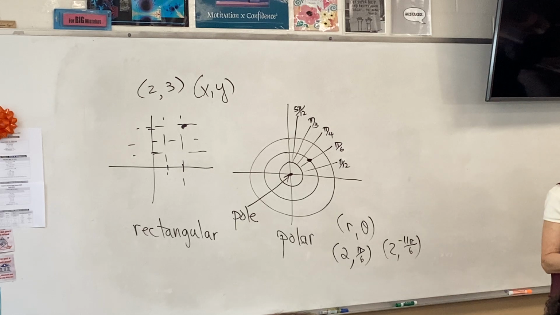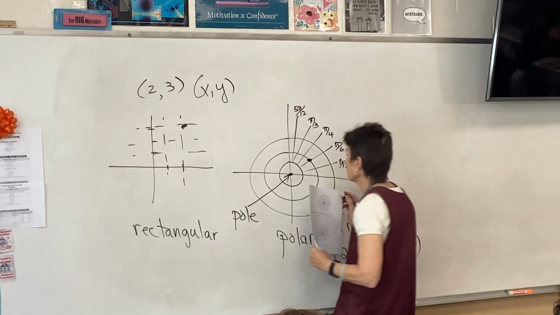3, 4 pi over 3. Can you find that one? Which quadrant is 4 pi over 3 in? In the third. And it will be on the pi over 3 line down there, in quadrant 3. And then 2 comma negative pi over 6. That's in quadrant 4, correct? Everybody okay with that? All right, let's look at example 2.